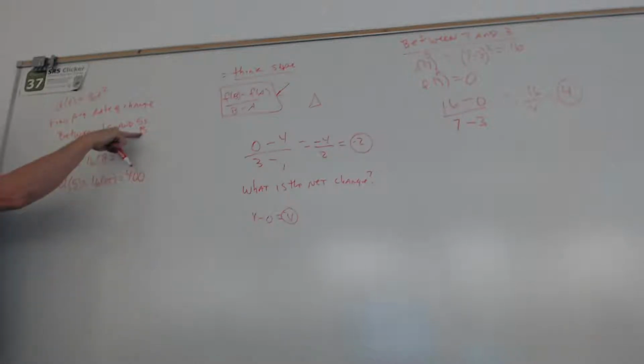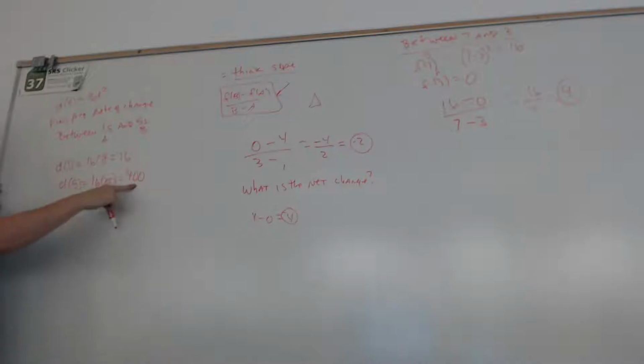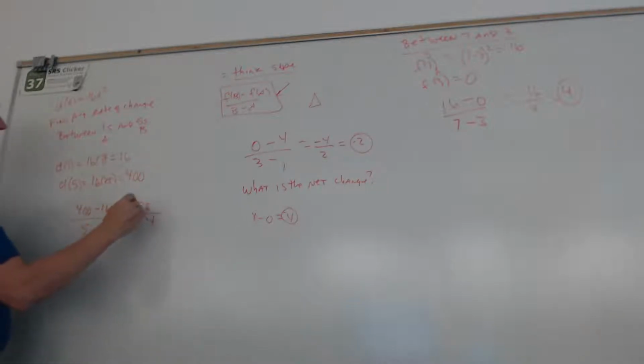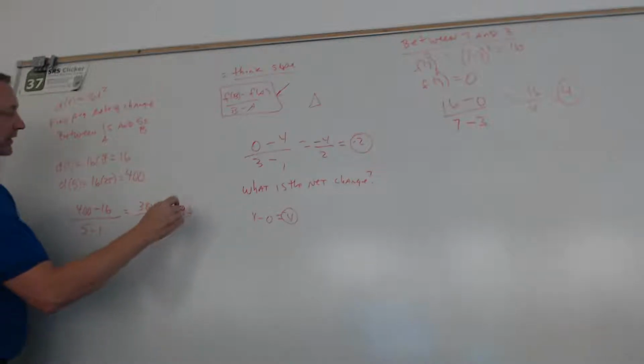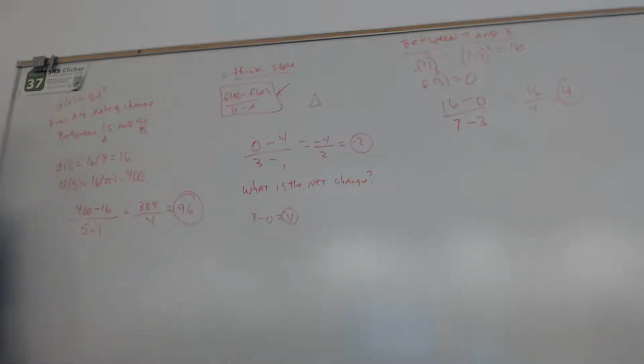So we're calling this B, right? So if you said it, I didn't hear it. 400 minus 16 over 5 minus 1. I got 4 on the bottom. On the top, I've got 384. 4 times 96 is 384. Okay?